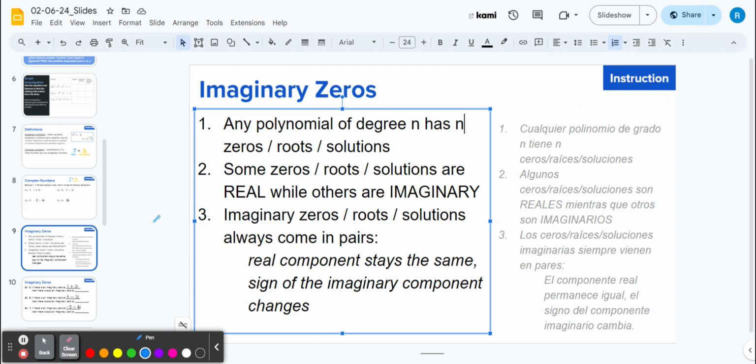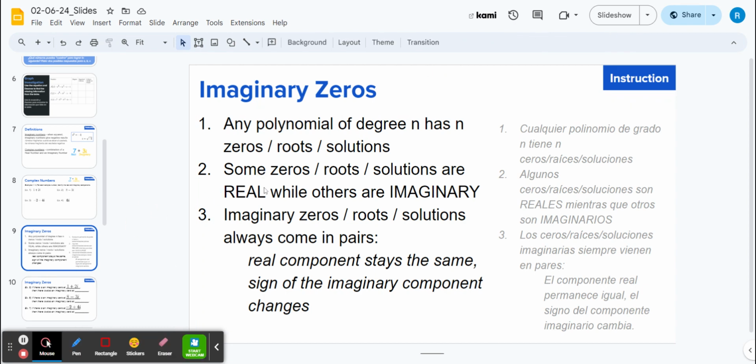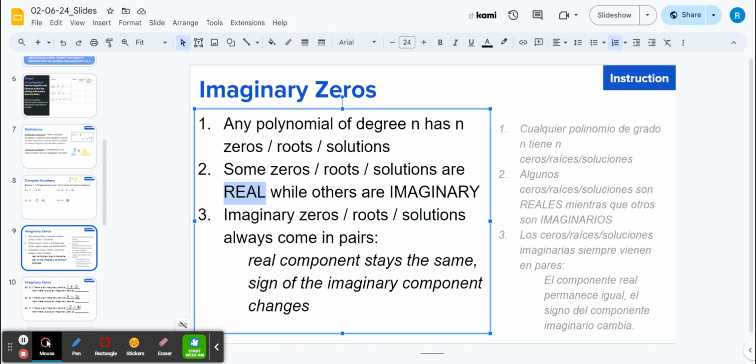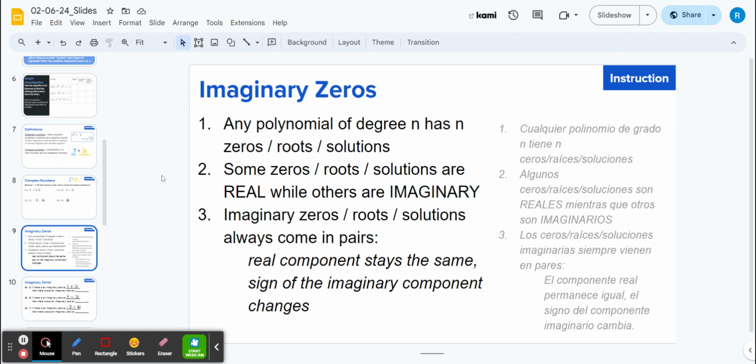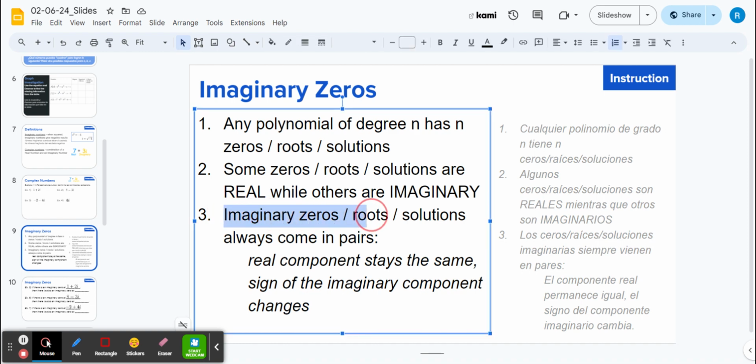As we saw in class today, some of our zeros, roots, solutions are going to be visible, and those are going to be real. We've been working with real zeros up to this point, while others are going to be imaginary. And honestly, today, it's enough to know that imaginary zeros exist. Then, the final topic, and this will lead into our first examples, is that these imaginary zeros, roots, solutions, they always come in pairs. The real component is going to stay the same, while the sign of the imaginary component changes.